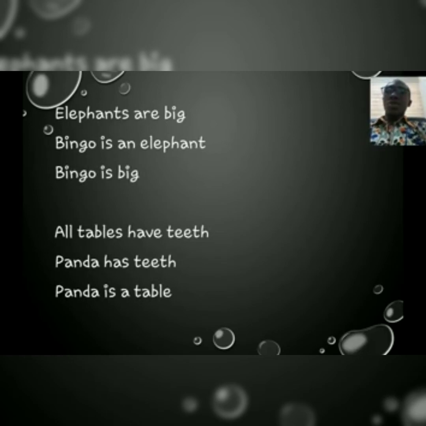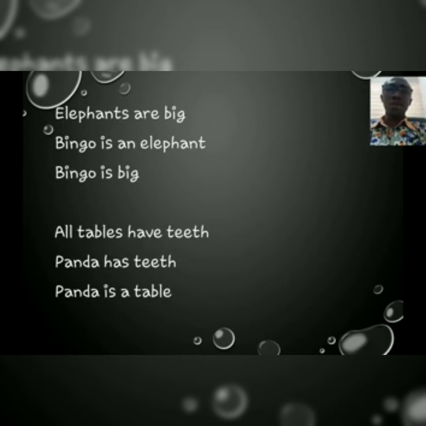The next argument. All tables have teeth. Panda has teeth. Panda is a table. Please, before you decide whether this argument is valid or not valid, forget about reality. In reality, it doesn't make sense, but like I said early on, we are not looking at reality, at how the premises should be true in real life. We just want to see the connection, how the premises lead to the conclusion.